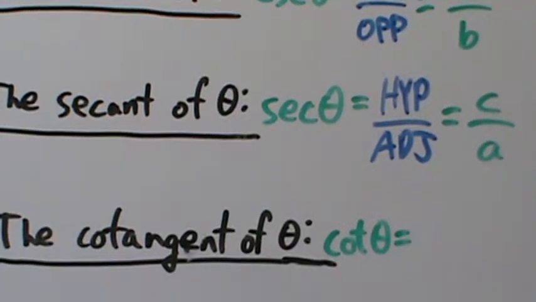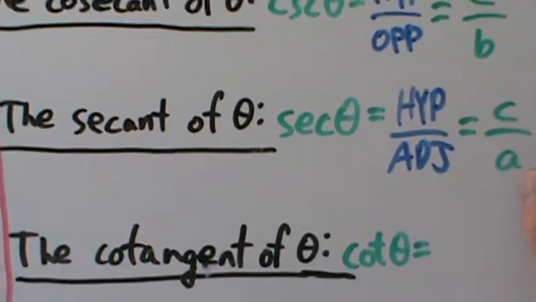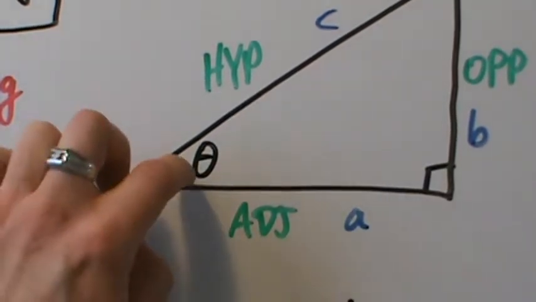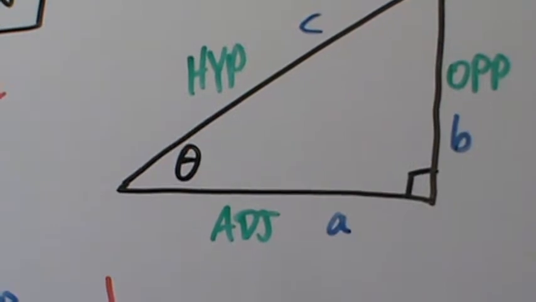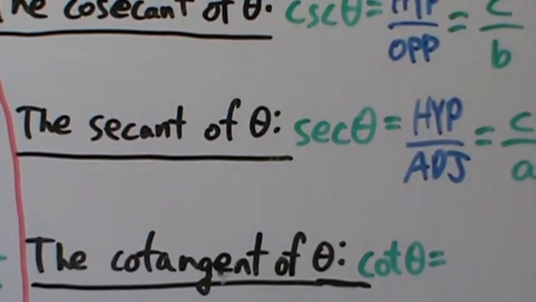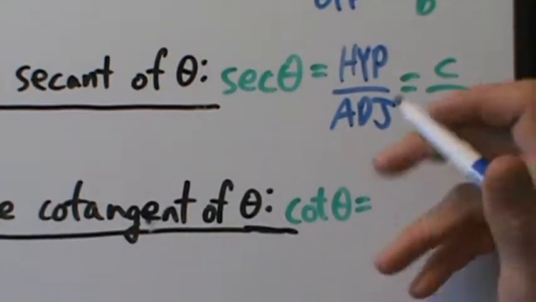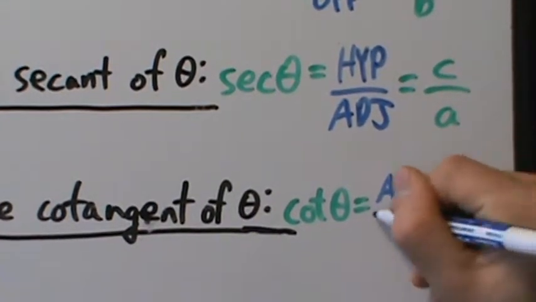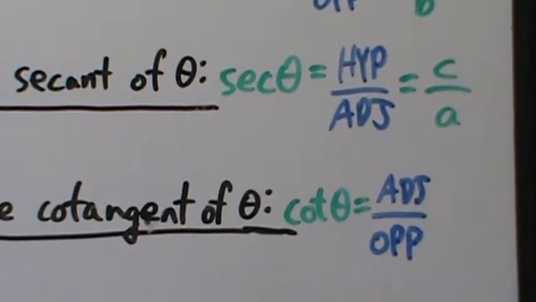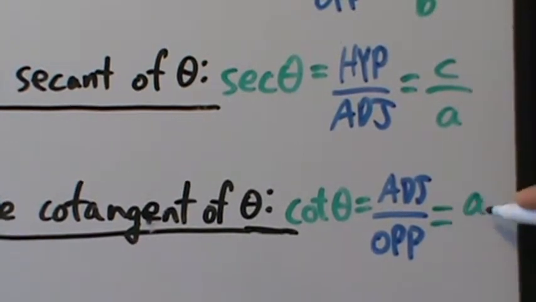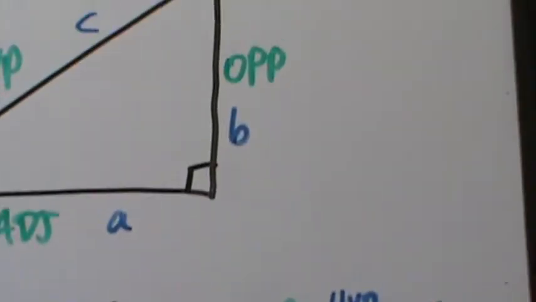And it's defined to be the adjacent side divided by the opposite side. So if this is theta right here, then the cotangent is the adjacent side divided by the opposite side, which for this particular triangle is A over B. Okay? So let's go ahead and write that down. The cotangent of theta is the adjacent side divided by the opposite side, and for this particular triangle that we drew and labeled, that's A over B.